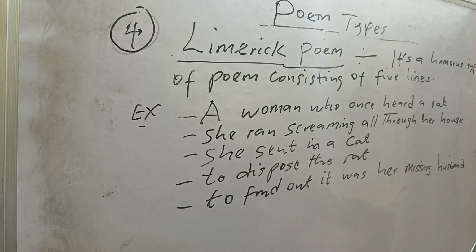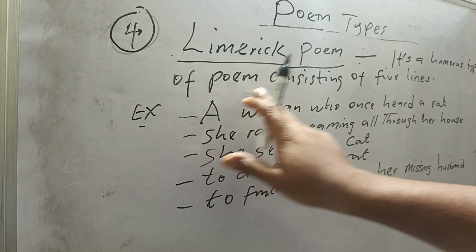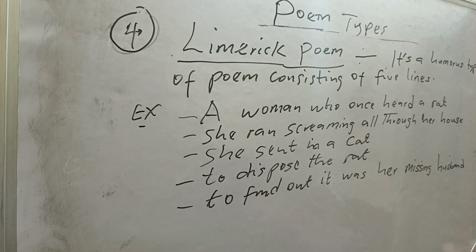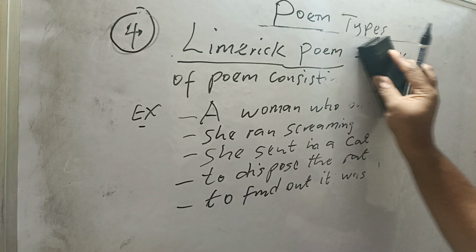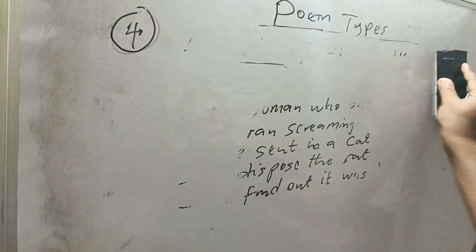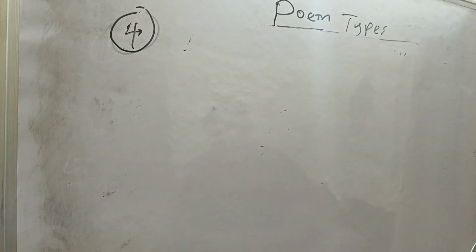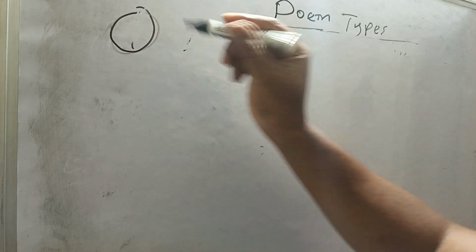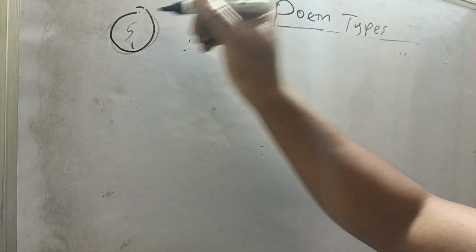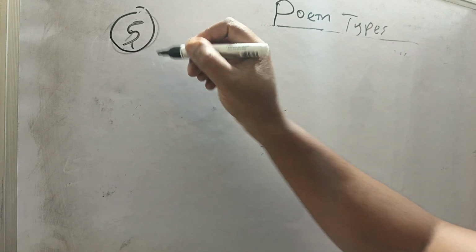So according to the definition, it is a humorous type of poem consisting of a what? 5 lines. A poem that is very, very funny, that will make you laugh, but it's short, it's 5 lines. So this is it. Let's take a look at the other one, number 5.